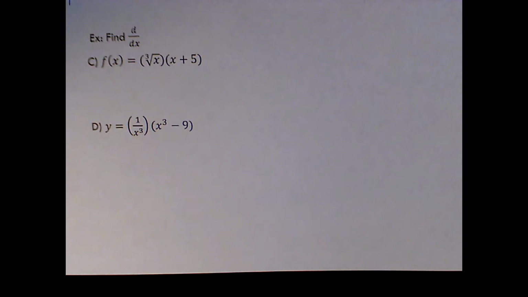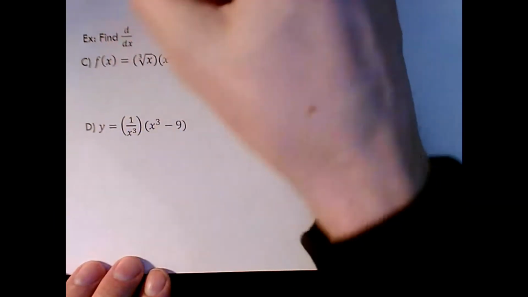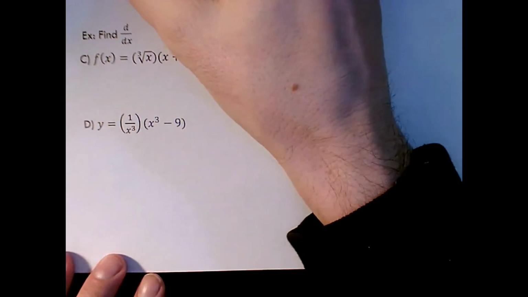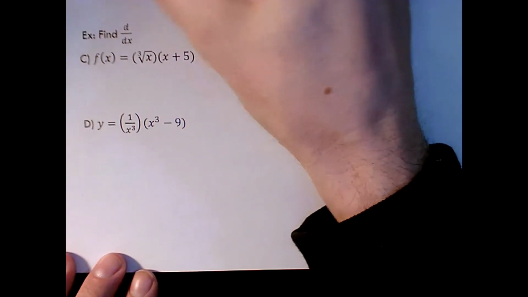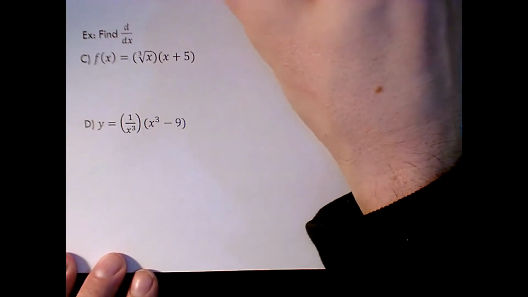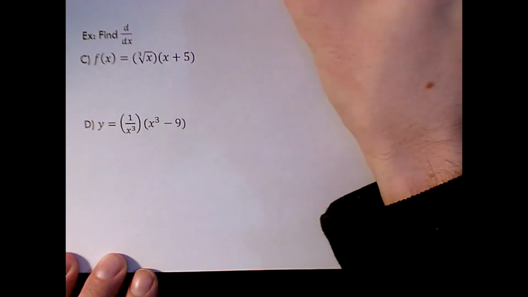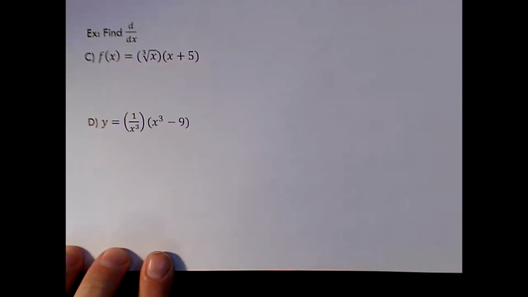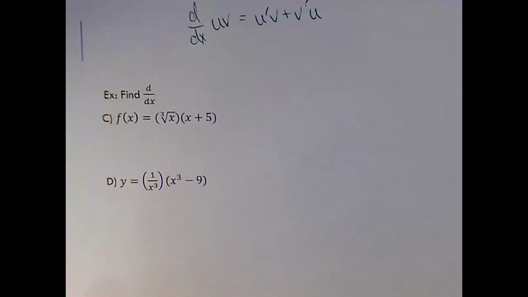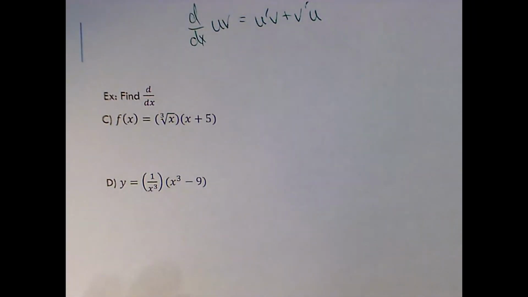Let's ramp up the difficulty a smidge. We've got u prime v, product rule. d/dx of uv is u prime v plus v prime u. If you're wondering which one has to be u and which one has to be v, it doesn't matter, because we're just saying the derivative of one function times the other function plus the derivative of the other function times the one function.